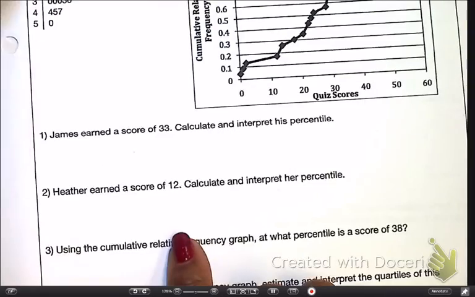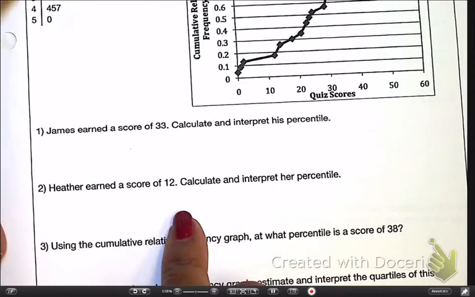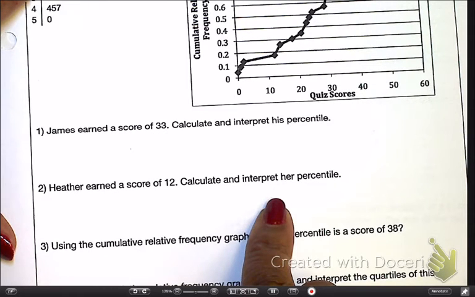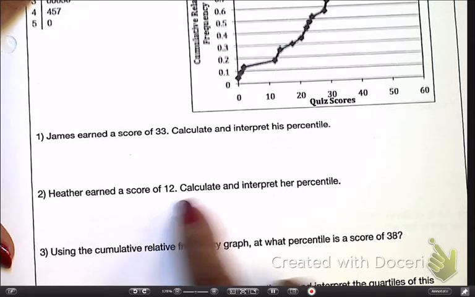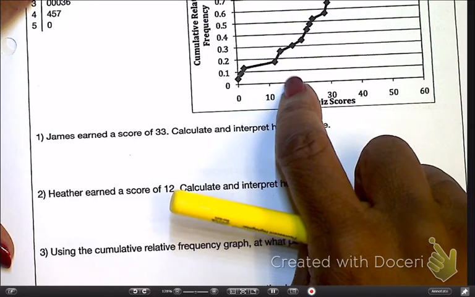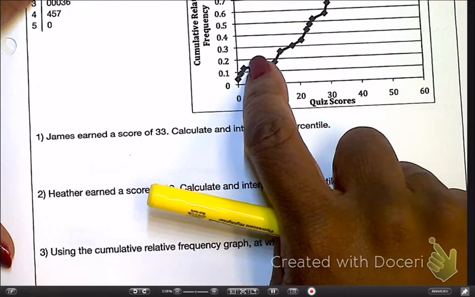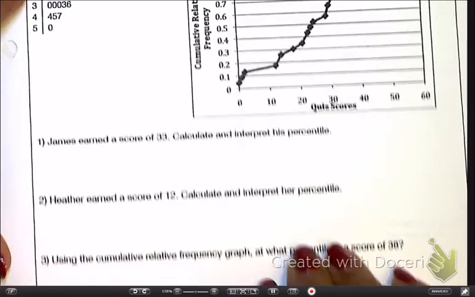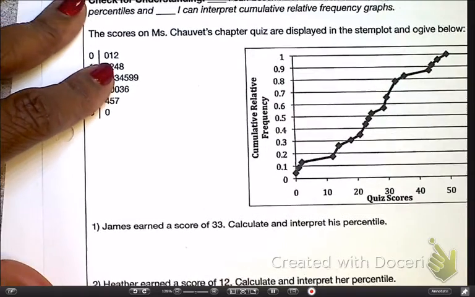Okay, I want to jump. You can look at this right here. Heather's going to be the exact same thing. So Heather earned 12. So 12 is about here. So you go from here up to 12, then go over. Now looking at the math, the bottom line is you see her score is 12.